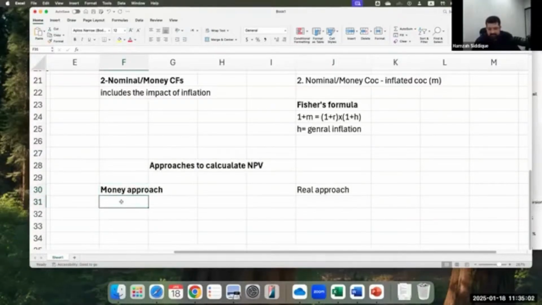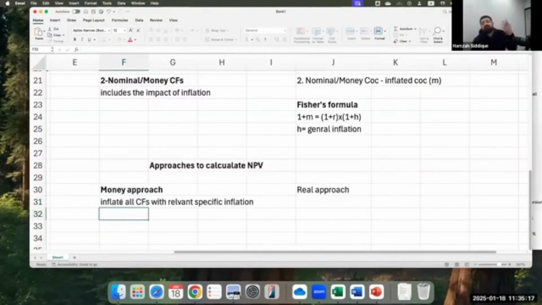In the money approach, what we do is inflate all cash flows with the relevant specific inflation. Sales price is increased by the specific inflation of sales. Variable cost by the specific inflation of variable cost. Same for the money cost. For the fixed cost, the specific inflation.